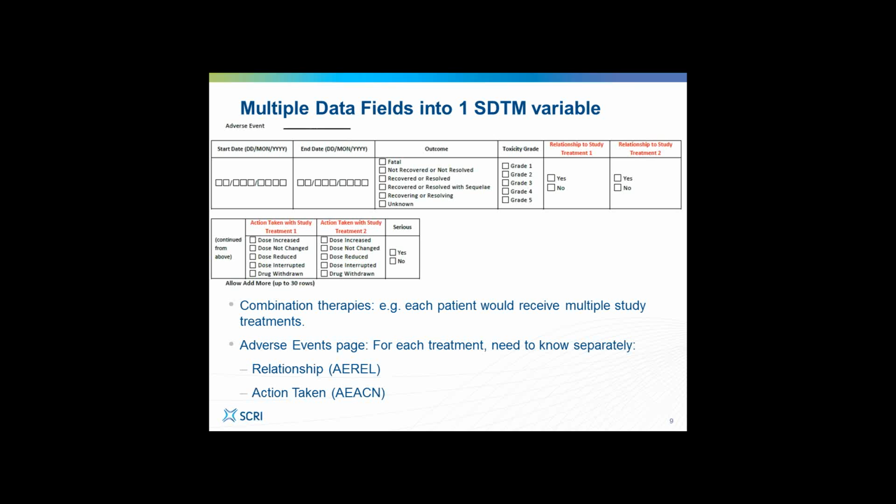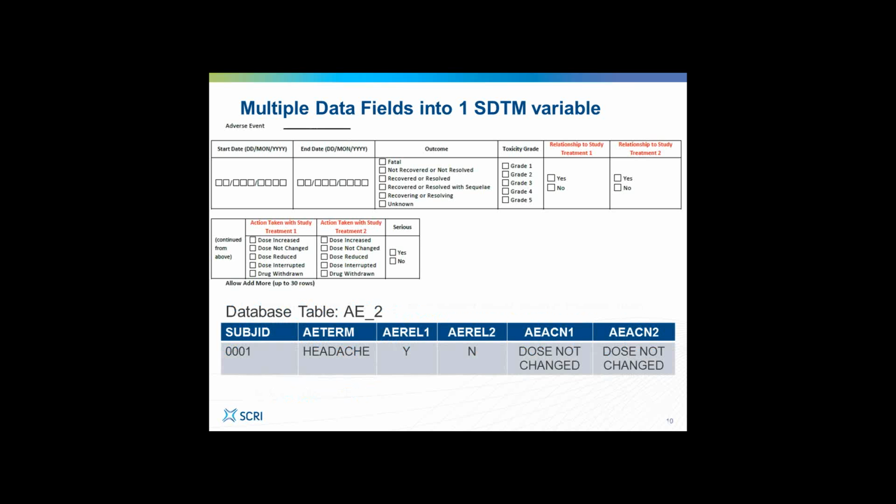Another example I would talk about is adverse events. The reason why I want to call this out is because more and more there are treatments that are combination therapies, especially in oncology, HIV areas, etc., where each patient may receive multiple study drugs. And you want to capture the relationship to each drug and the action taken to each drug separately, because you may have different relationships and different action taken for each drug. So in this example, what I have is two drugs here, and you have two relationships and two action taken.